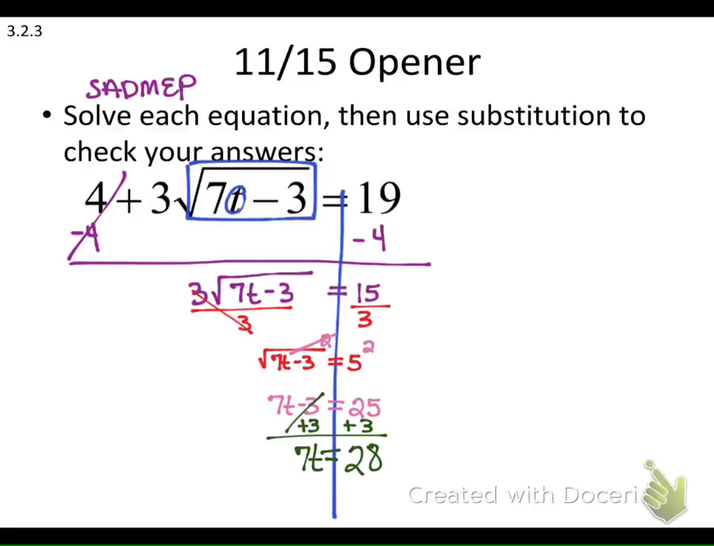And the last step? Divide by 7. So t equals 4. Did you subtract? Yeah, you sure did. That's all right. Once you have that down, go ahead and flip it over. Let's take a look at the back side.